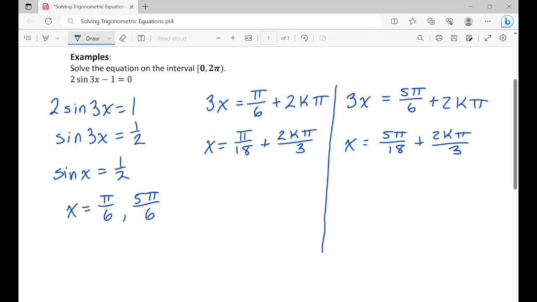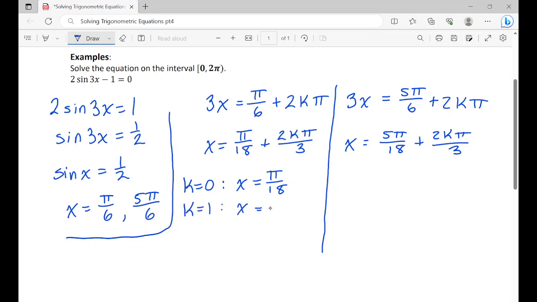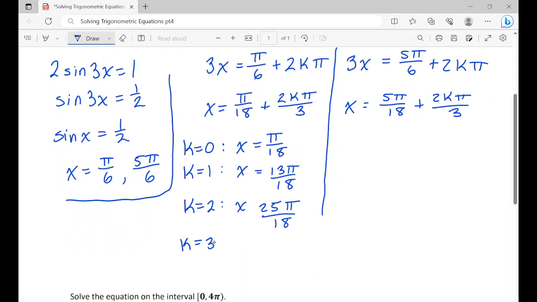Now using each one I can find all the answers that solve this equation. Now remember, I have to be between 0 and 2 pi. So first thing I'm going to do, I'm going to let k equal 0. And when I do that, I'm going to get x equals pi over 18. Then I'm going to let k equal 1. And when I do that, I'm going to get x equals 13 pi over 18. k equals 2. Plug that in, and I'm going to get 25 pi over 18. Not too bad. Let k equal 3. And I am going to end up with x equals 37 pi over 18.